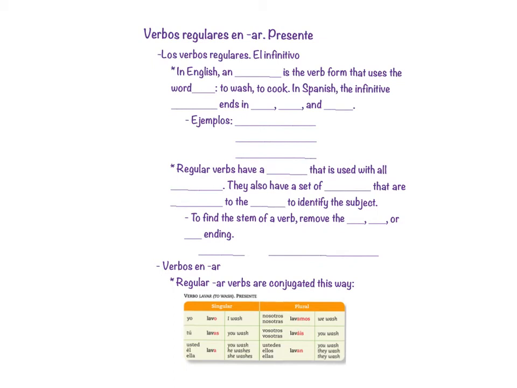Hi everyone, this is a video for the students who've been out this week due to illness and/or quarantine, and also just for the students that feel like they need a little bit of a review when we're talking about the AR present tense verbs.